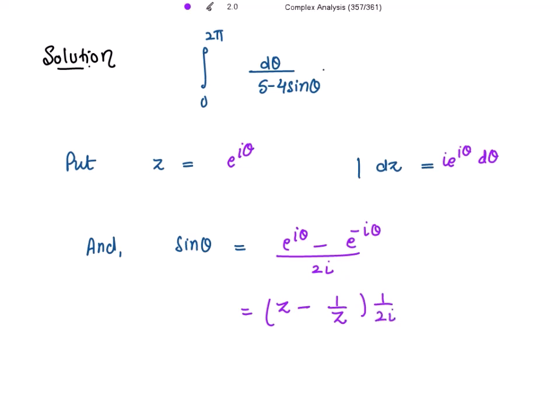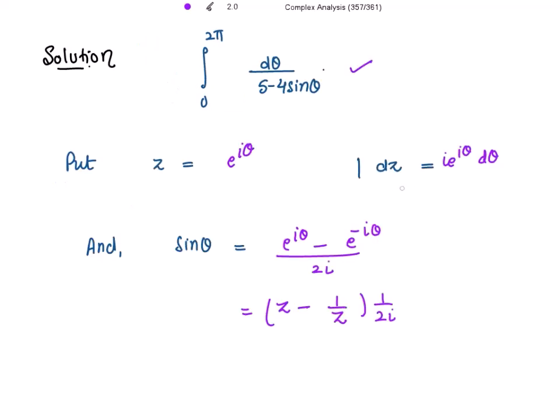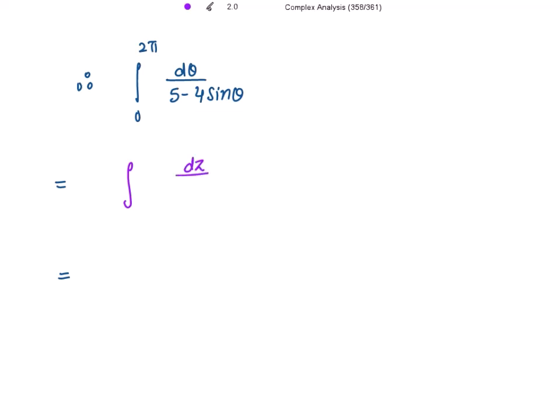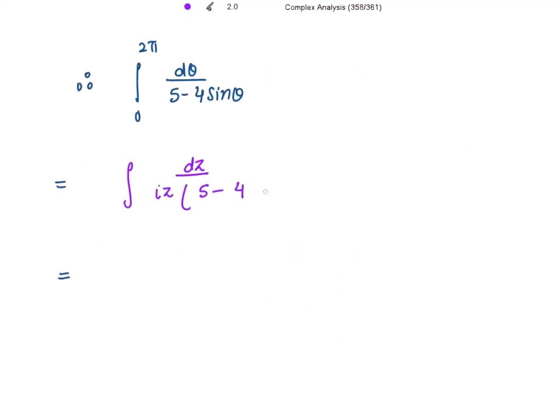And now we are going to put all these details in this integral. And this integral will be equal to the integration. What is d theta? From here, iota, e to the power iota theta is z, and this is d theta, and this is dz. So what is d theta? It is dz divided by iota z. So writing here dz divided by iota z, and this is 5 minus 4. Okay, what is sine theta? We have 1 divided by 2 iota into z minus 1 by z.